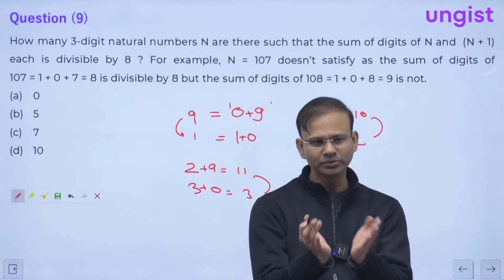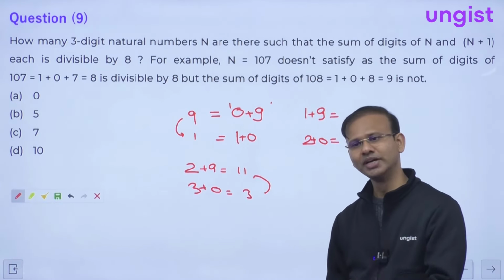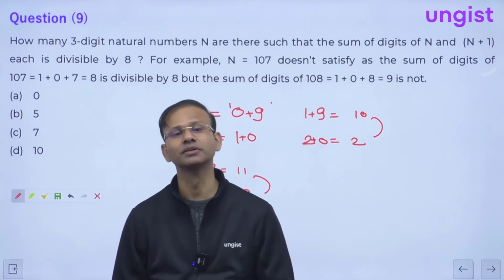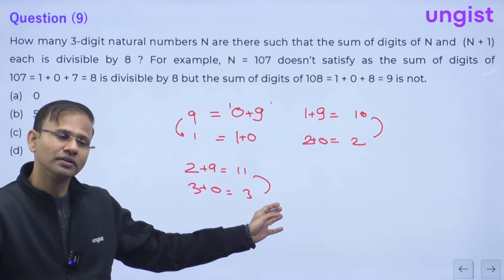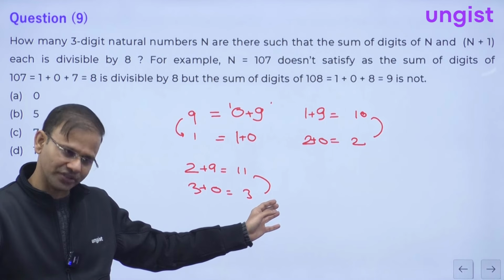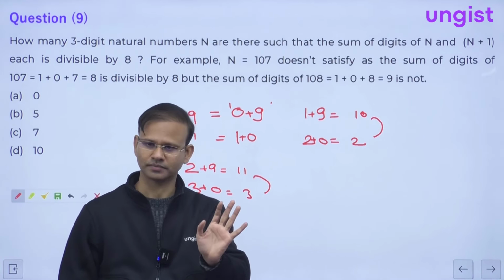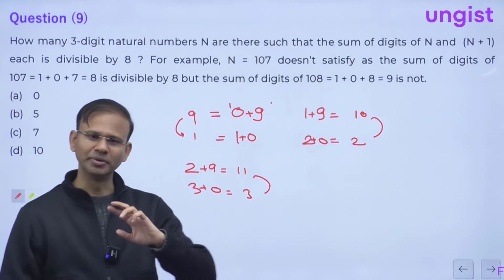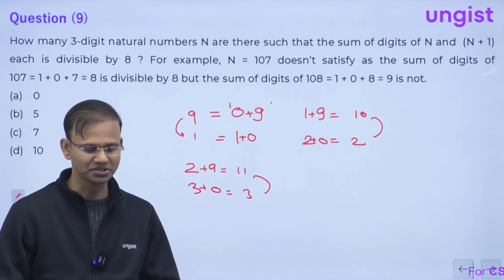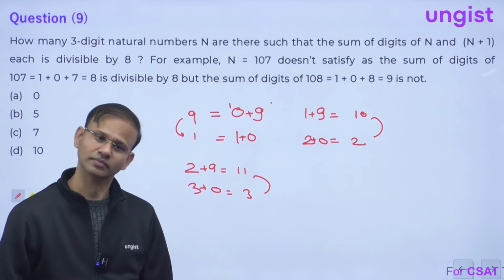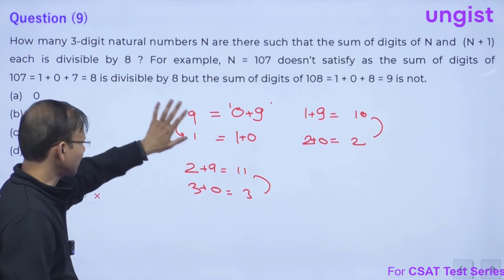Right. Now read the question. The question is saying, n and n plus 1, the sum of digits of both of them will be divisible by 8. It means what? Now, just tell me, any number ending with 9 followed by a number ending with 0, the sum of their digits would be what? 8 and 16. The sum of the first number would be 16 and the sum of the second number would be 8, because 16 minus 8 is 8. Getting it, everyone? So here, let me show you the numbers. Main is example ko remove karu. I just want to remove this example. Clear?